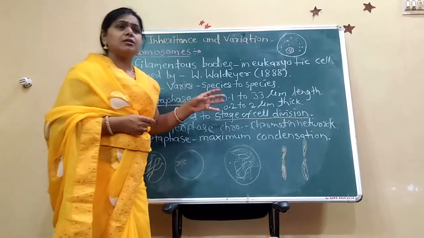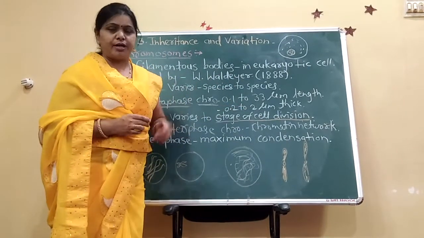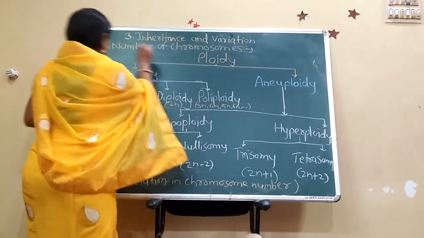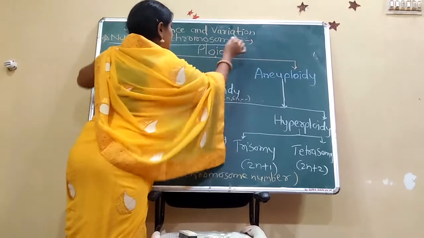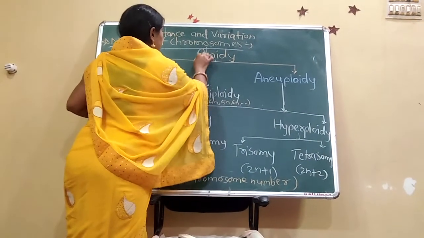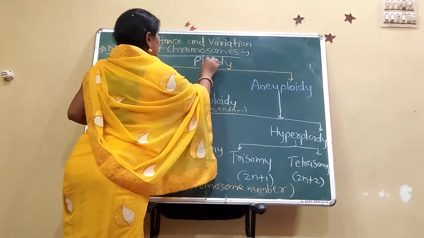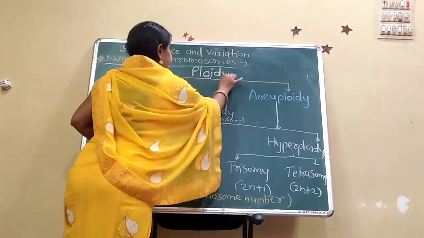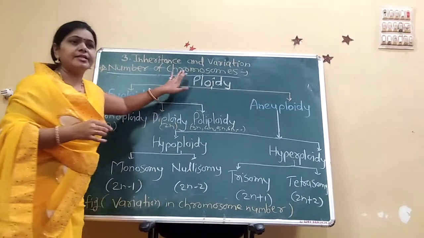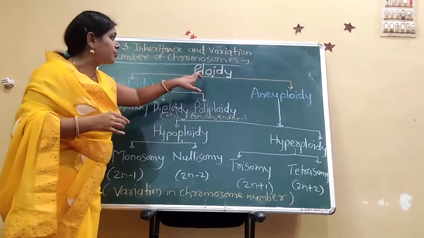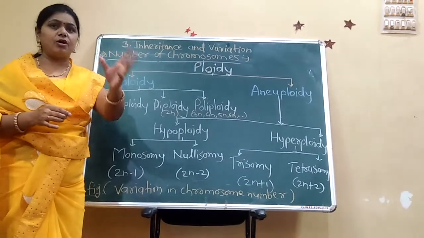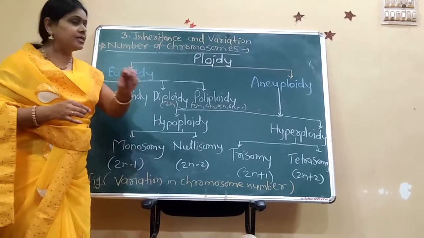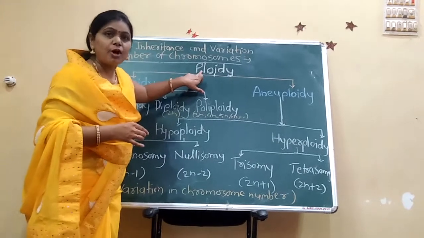Then we see the polyploidy. What does polyploidy mean? Now we see the number of chromosomes here. The number of chromosomes is called ploidy. Ploidy means the number of chromosomes present in a cell of an organism. The number of chromosomes present in a cell of an organism is called ploidy here.